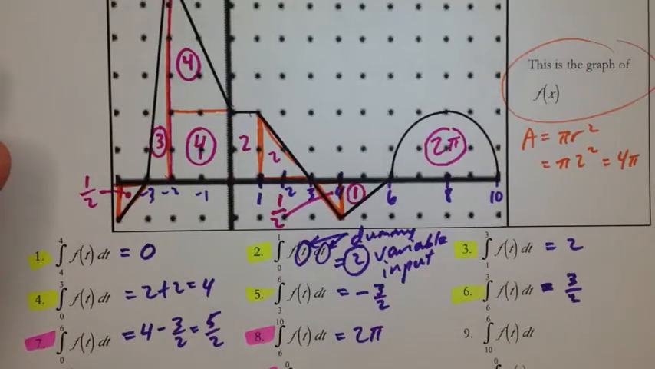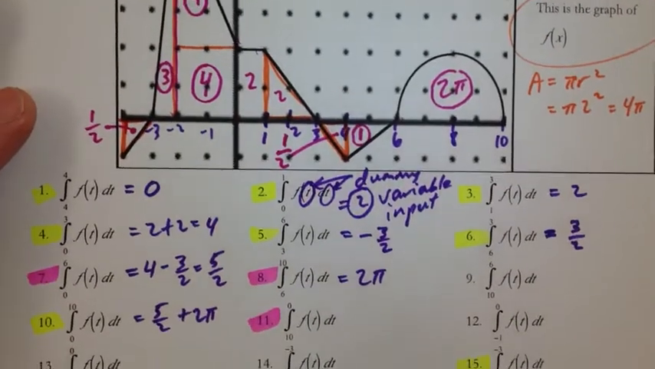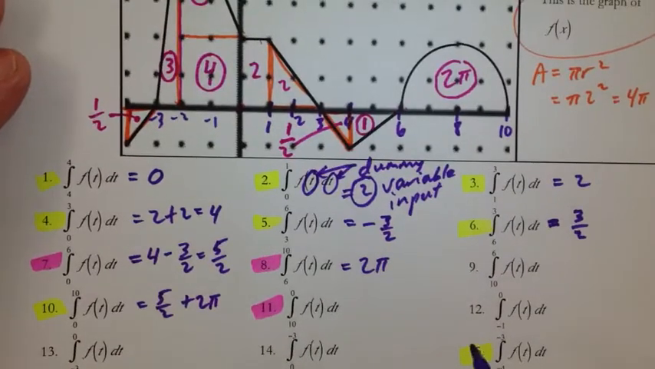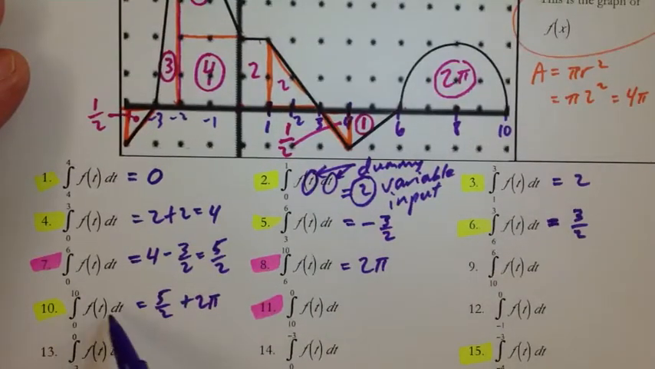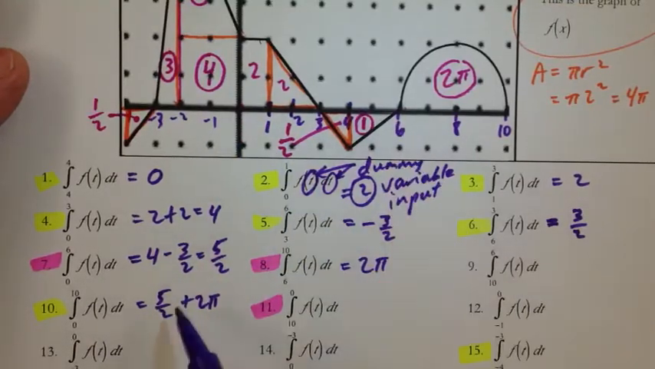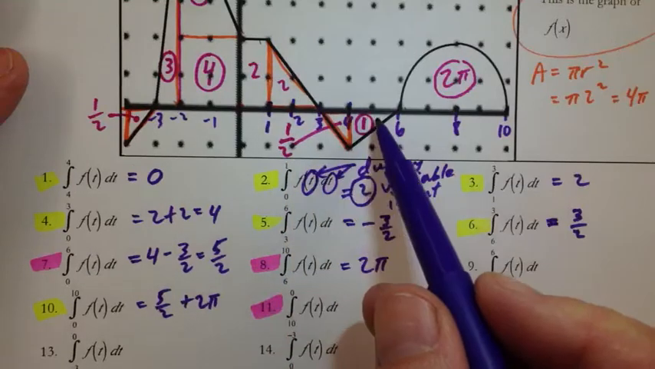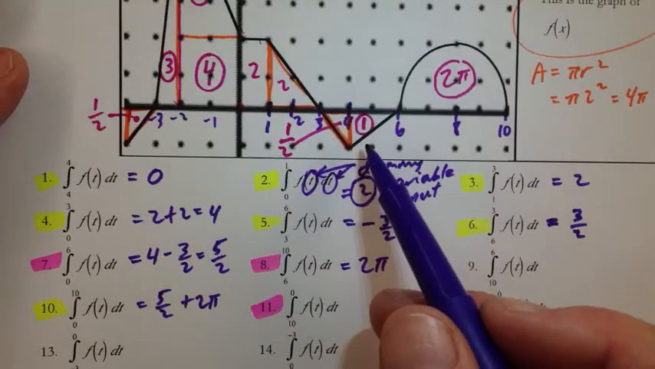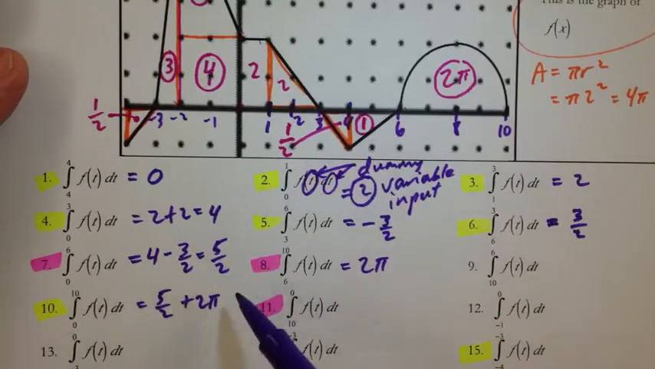We went from 0 to 6, and we got 5 halves. And then we went from 6 to 10 and we got 2 pi. So we're just going to leave it like that. 5 halves plus 2 pi. Okay. Oop, sorry. Didn't realize you couldn't see that. So number 10 again is from 0 to 10. And that's 5 halves. So 0 to 6 would be 5 halves. We did that already. 4 minus 3 halves is 5 halves. And then we add to that the 2 pi.